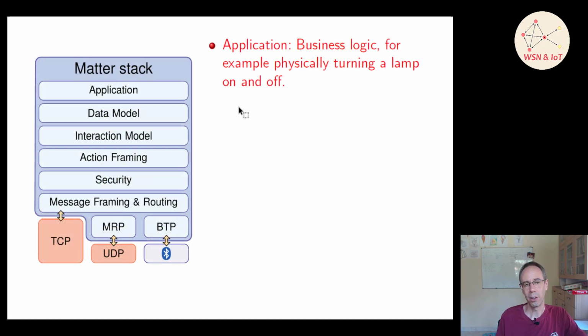Now let's take a look at the stack, the Matter stack itself. It's also layered, and we have different kinds of layers. On the top, we have the application layer. This is where the business logic is implemented. For example, when I get the command to switch the attribute of the lamp, here I program that the lamp is really going on or off. This means I can set the pin of the microcontroller to low or high.